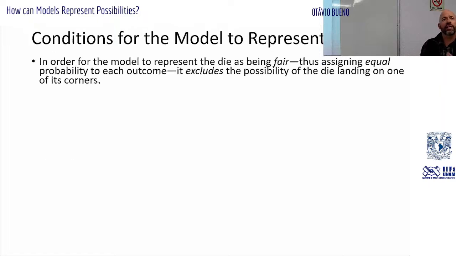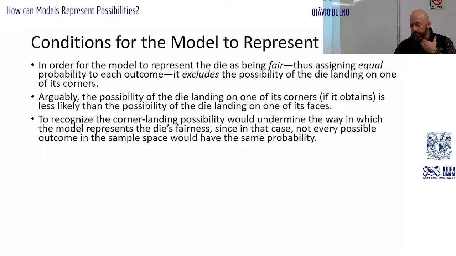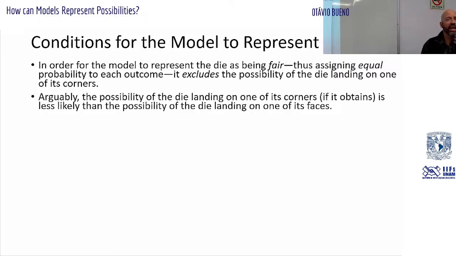So think about this. The situation there is, in order to represent the die as being fair, every possibility has equal probability. It excludes the possibility that the die will land on one of its corners. So arguably, the possibility of that happening is less likely than the possibility of the die landing on one of its faces.